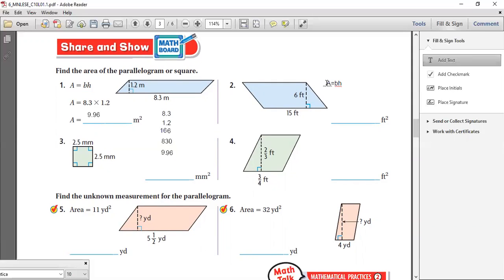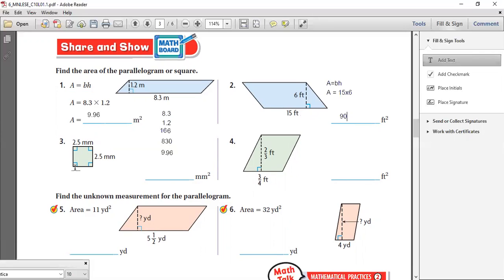So once you have written the formula, A is equal to the base, which is 15, multiplied by the height, which is 6. So 15 multiplied by 6 is going to give you 90 feet square. So the area of the parallelogram for this is 90 square feet.